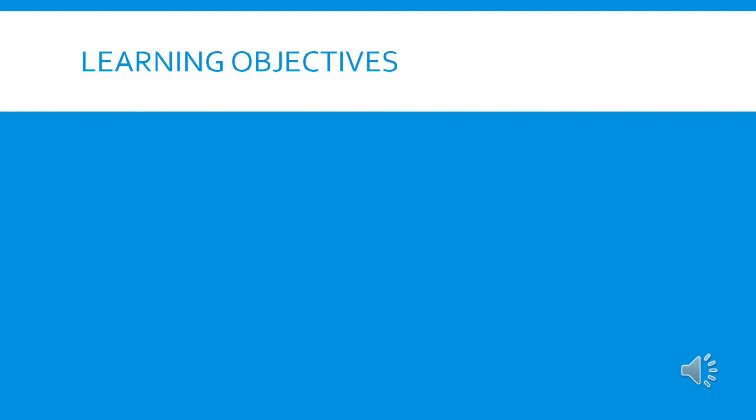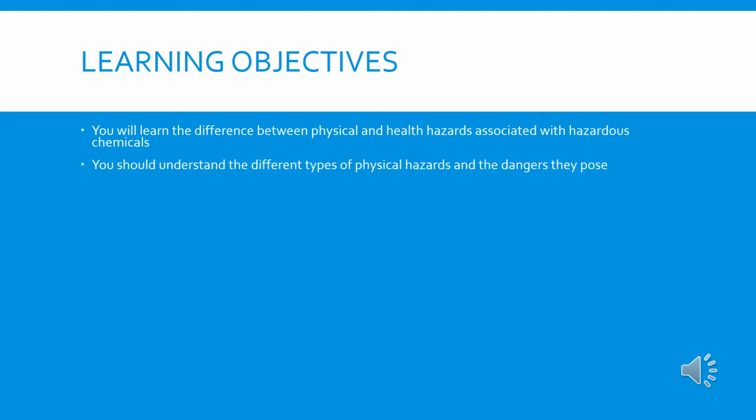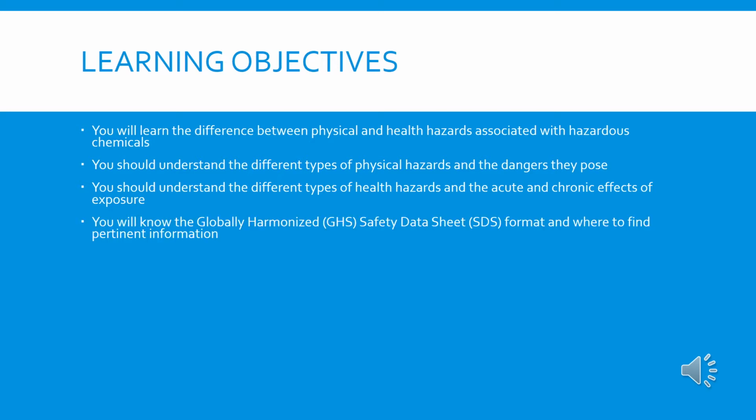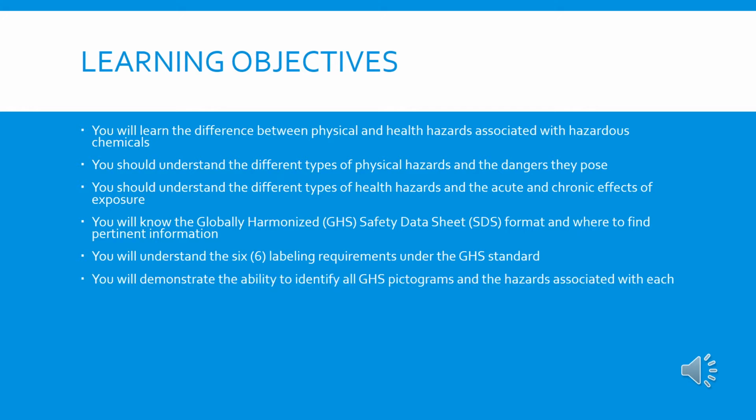Upon completion of this course, you should understand the difference between physical and health hazards as defined by OSHA concerning chemicals. You should also be able to identify several different types of physical and health hazards. You will know the difference between acute and chronic health effects of chemical exposure. You will know the GHS format for safety data sheets and requirements for labeling under the new standard. You should be able to identify GHS pictograms and the hazards associated with each.